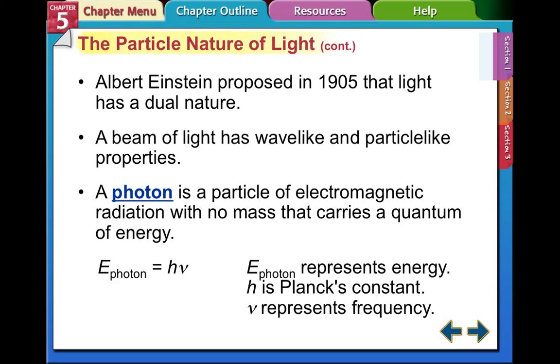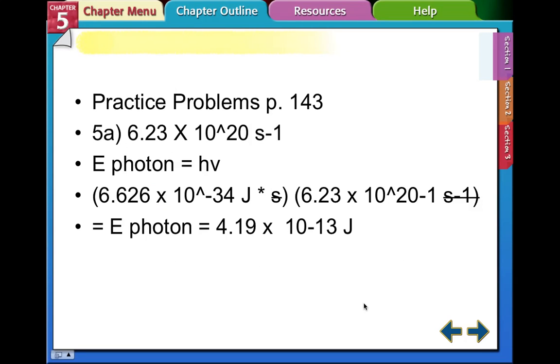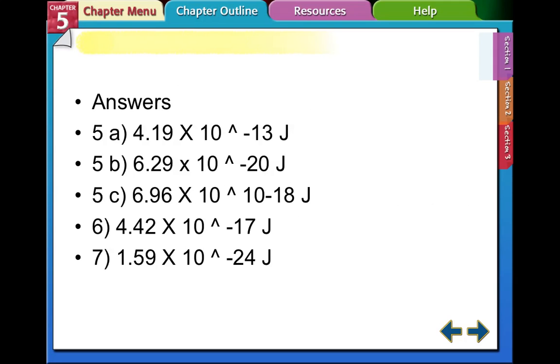Okay, so now we're talking about the particle part of light. Okay, and this is the equation that we're going to be using. E photon equals hν. Okay, what was h? H over here is Planck's constant. That's that 6.62 times 10 to the minus 34. That's not going to change. And then there is frequency. So we're going to do some algebra problems. So go to page 143 of your text and do these practice problems. And here is 5A written out for you, and then you have your answers.